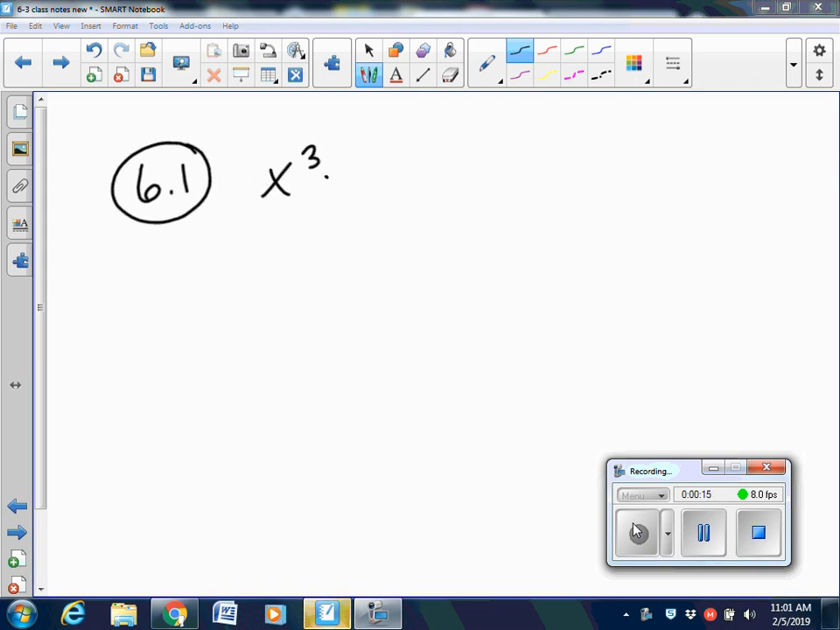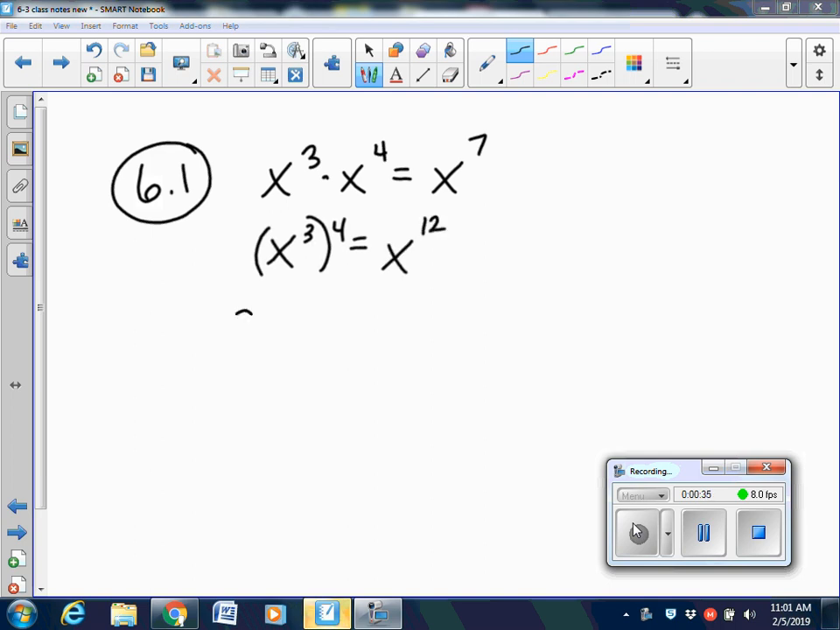x to the third times x to the fourth. Bases are the same. You might be saying this in your head, just practicing to make sure you remember 6.1: it's x to the seventh. You add your exponents. If it's a power raised to a power, if it's a little guy raised to a little guy, it's multiply.